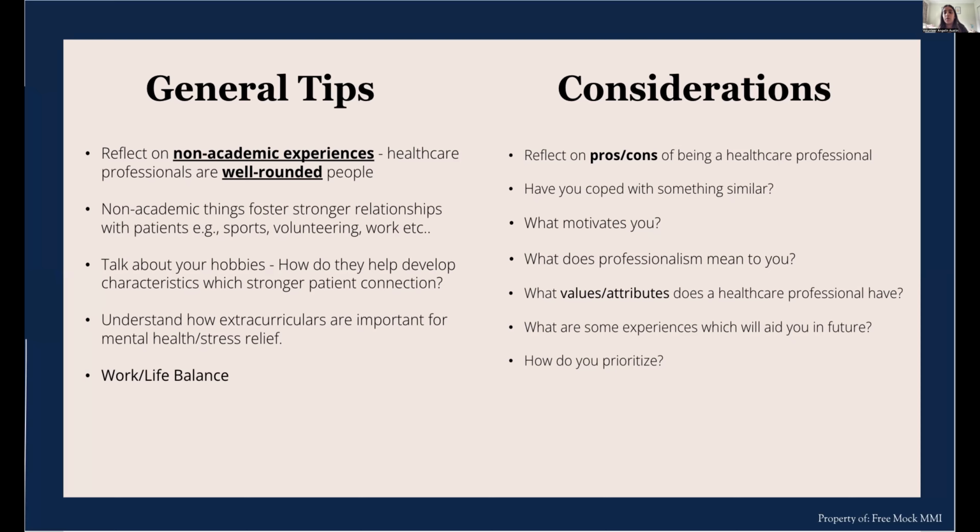So making those links, because ultimately we want our healthcare professionals to be well-rounded and to have that good work-life balance. So yeah, for this section to prepare for it, I'd really take time to think about what you do outside of your study that has helped you develop into who you are, given you your personality, things like that. And it's also really important to have extracurriculars for good mental health. So that's also a nice thing to link to healthcare professionals because it's really important to maintain good mental health.